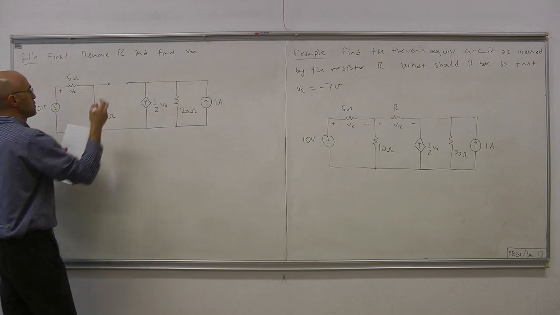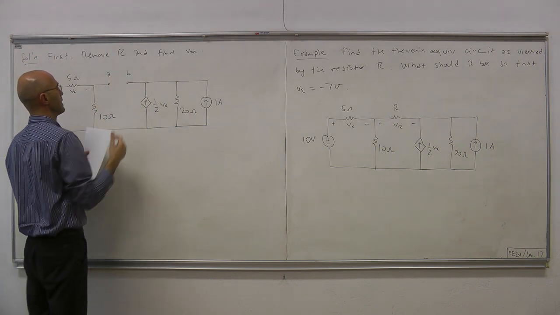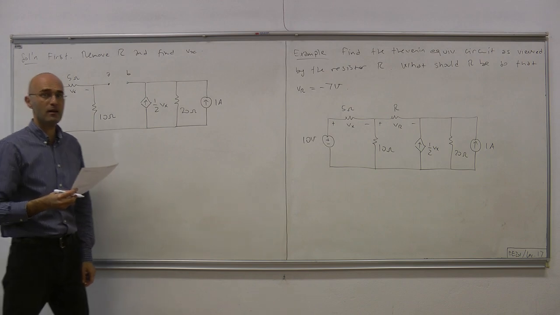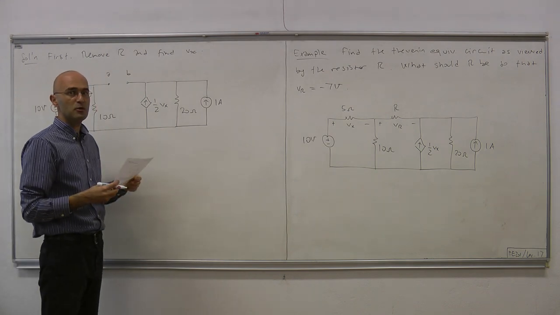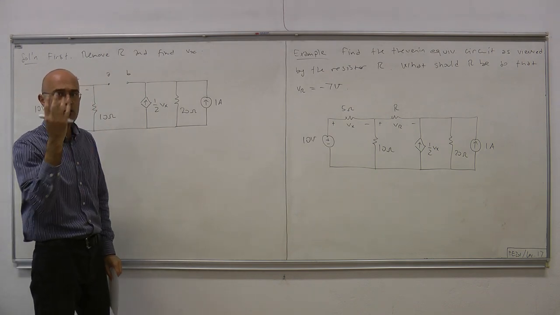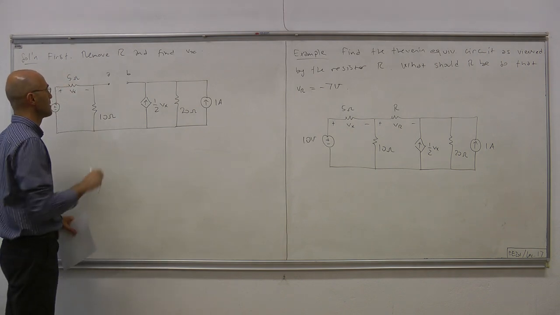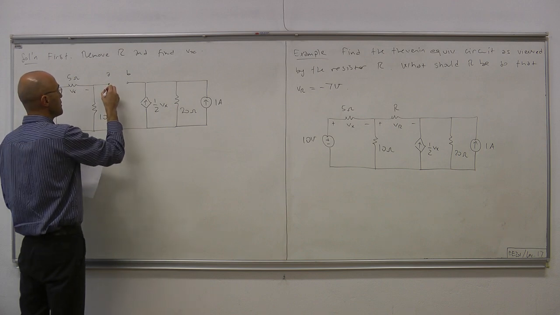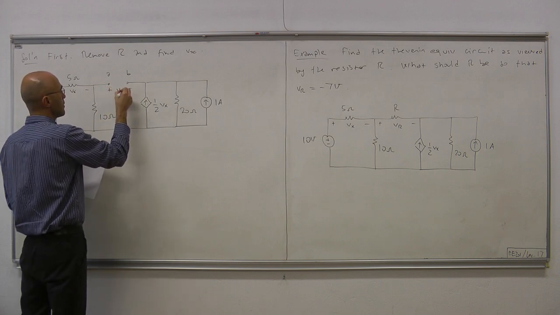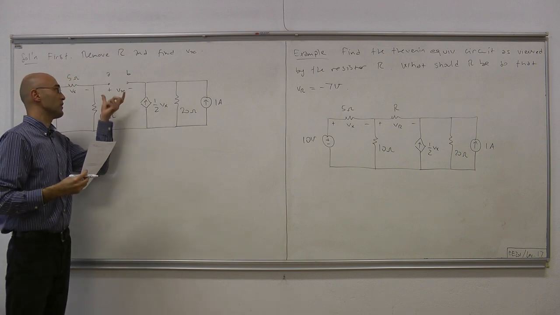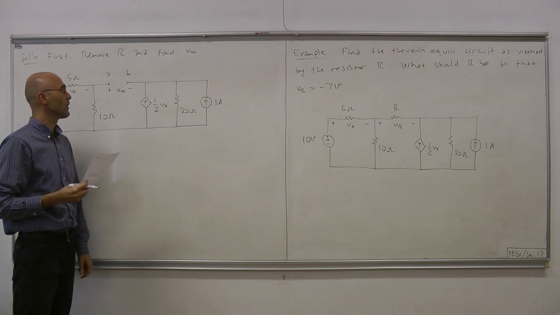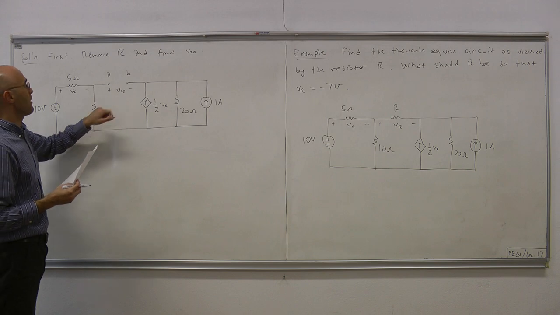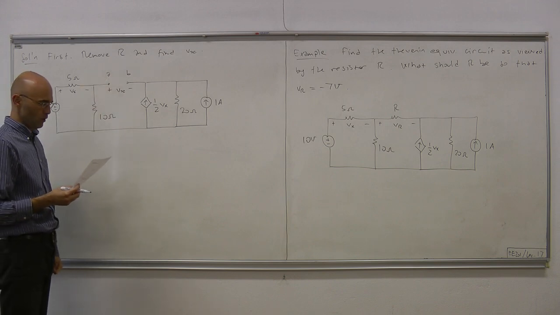This is the circuit. Let's be careful about labeling. We choose this terminal to be A and this terminal to be B. It doesn't matter which is A and which is B, but once you make that choice, you have to go along with it. Now this is A, B, and according to our notation, this is the polarity of our open circuit voltage. We now try to figure out this voltage, and that will be our Thevenin voltage.